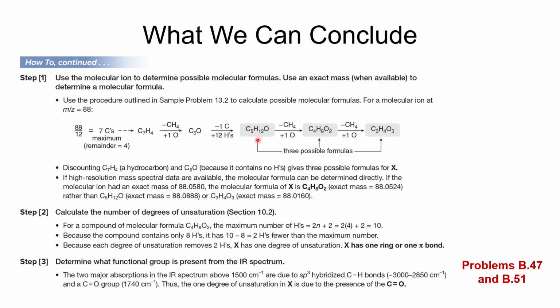So really we can rule this out because we saw a carbonyl. We know there's at least 1 unsaturation. This one has 1 unsaturation, and this one has 2. All right, so that gives us some possibilities there. If we had high-res mass spec data available, we could distinguish between these molecules because we have some more exact numbers.